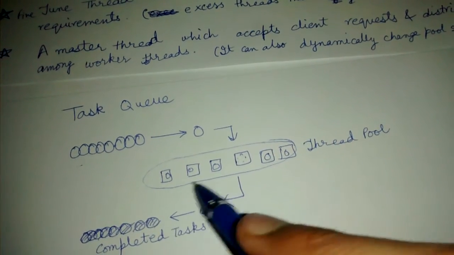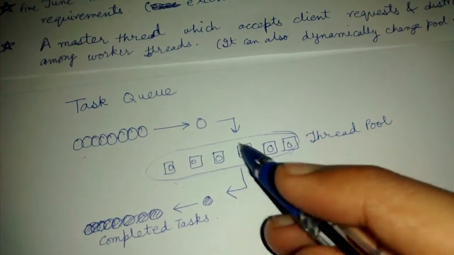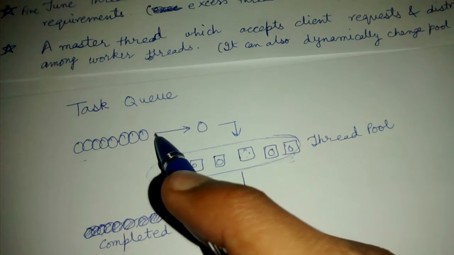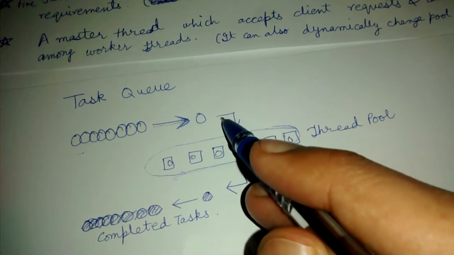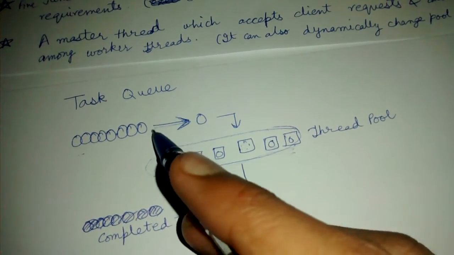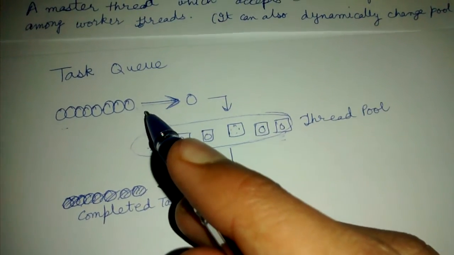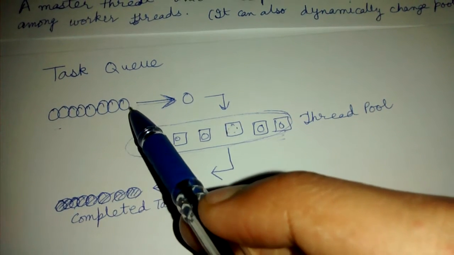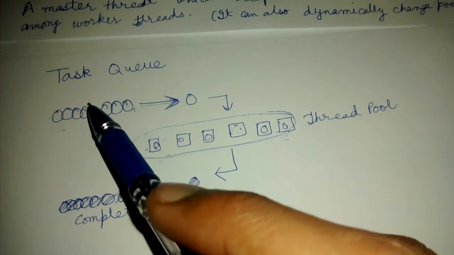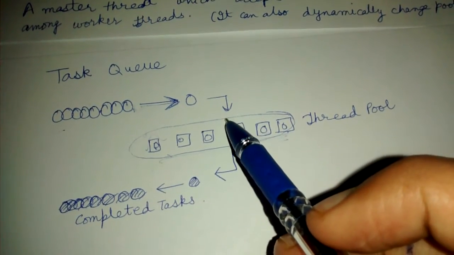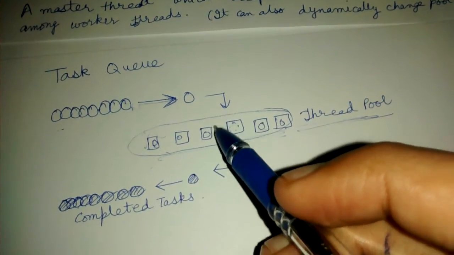So pool means a group of threads basically, each of which is reading a task from this task queue. So these are observing this task queue every time, and whenever this task queue has an unfinished task, a new fresh task coming in, one of the worker threads from the thread pool will pick up that task and execute it.